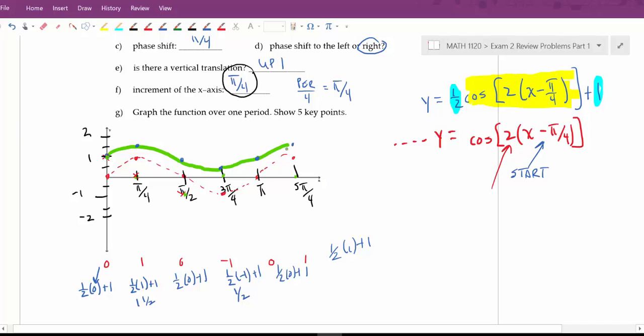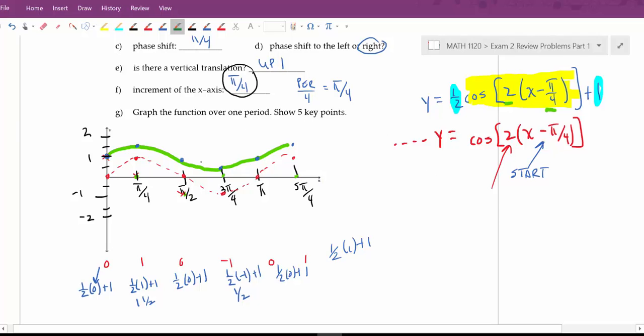So again, start at the phase shift. You've already got the increment changed on the x-axis to do that. And then just your y values. If you only do this part right here, your y values are going to follow what they do on a basic cosine. And then this is multiplying y by 1/2 and then adding 1. And that's how that would go. And then you can check if you want to.